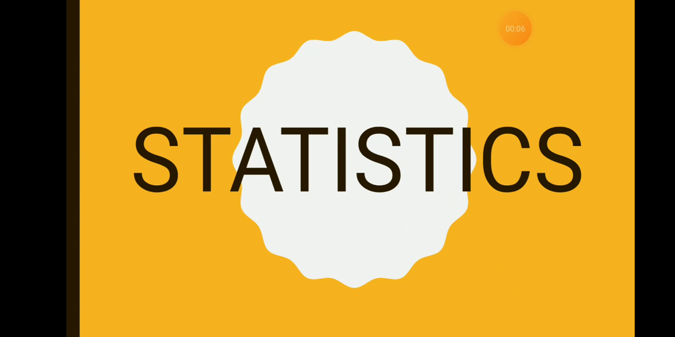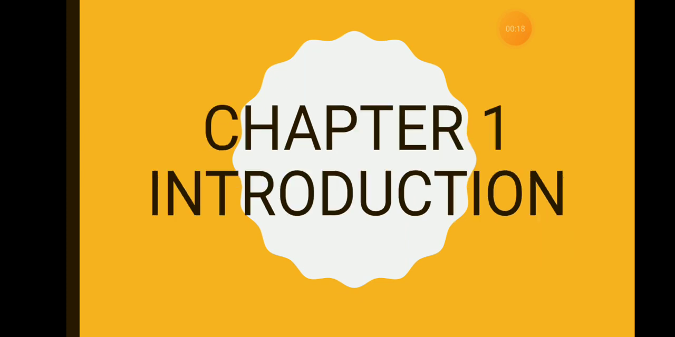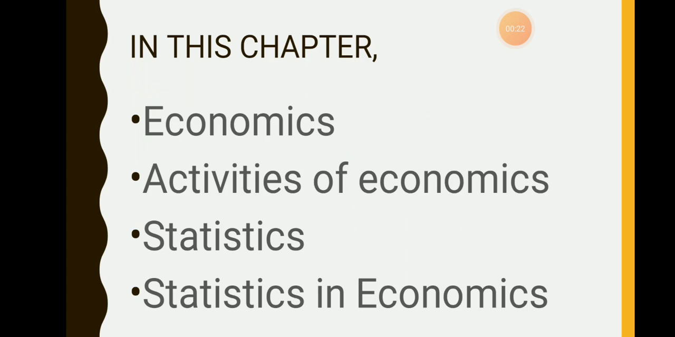Under economics, there is a segregation of two books. First is under Indian economy and the second is under statistics. Under Indian economy, we study three chapters, and now we'll shift on to the statistics part. That is chapter 1, Introduction of Statistics. In this chapter, we'll study what economics is, the definitions of economics, the activities of economics, and why we use statistics in economics.